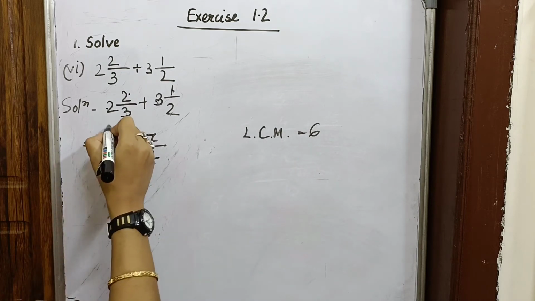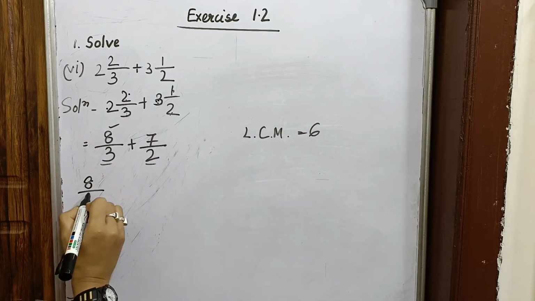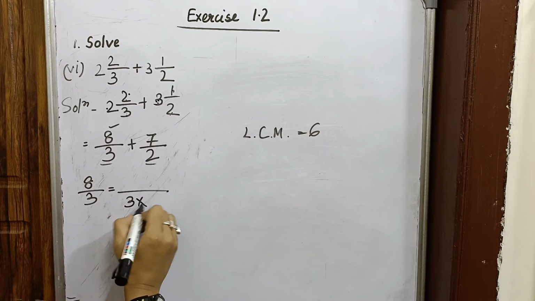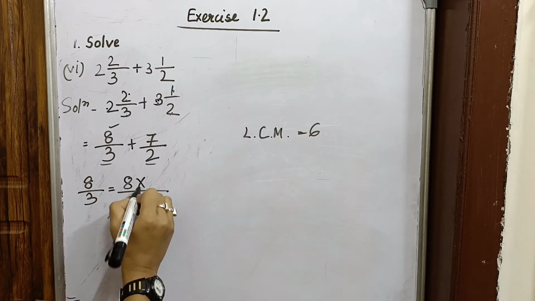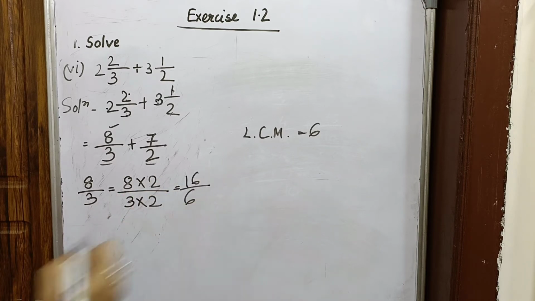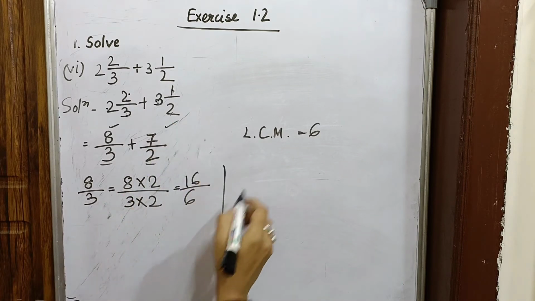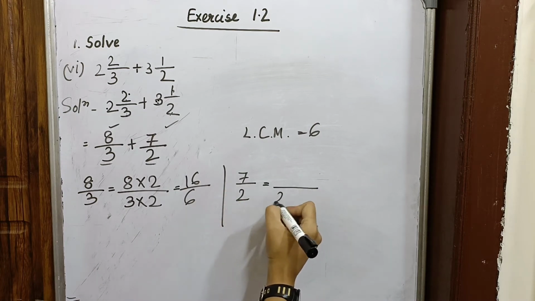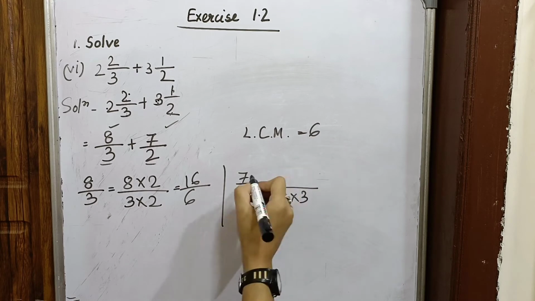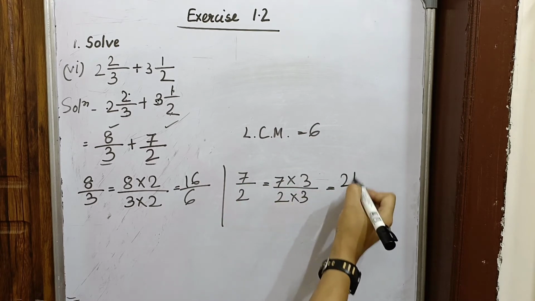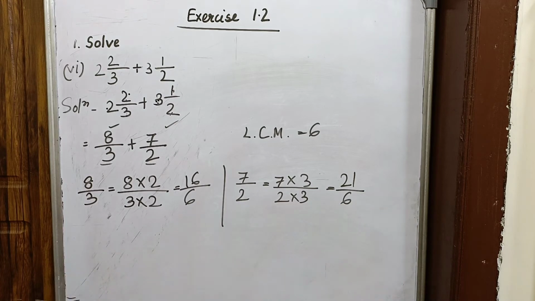Now the LCM of these two is 3 twos are 6 itself. For 8 by 3, 3 into 2 is 6, so 8 into 2, 8 twos are 16, over 6. For 7 by 2, 2 into 3 is 6, so the numerator is 7 into 3, which is 21, over 6.